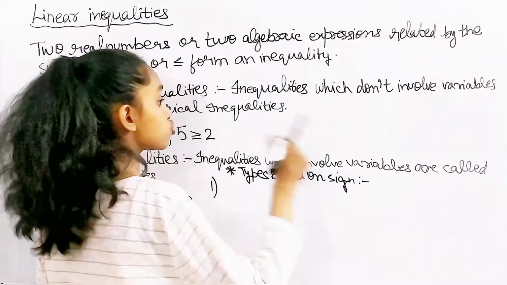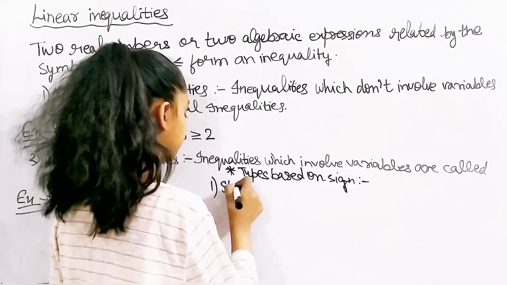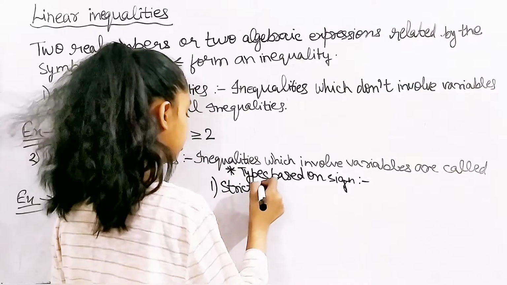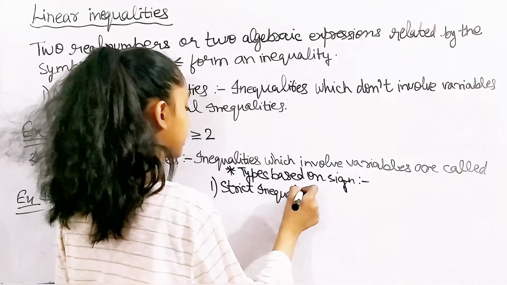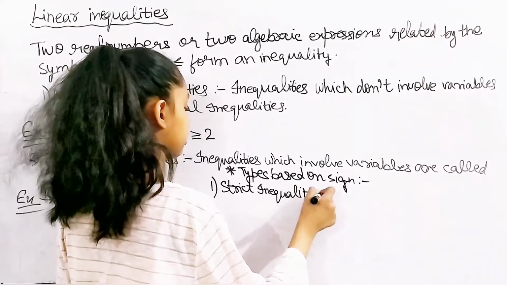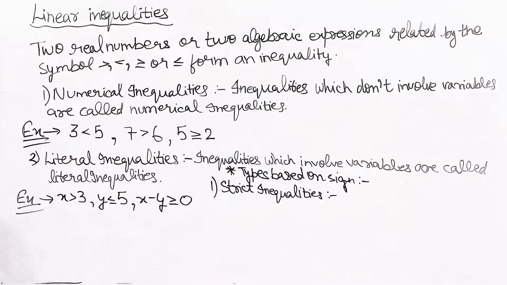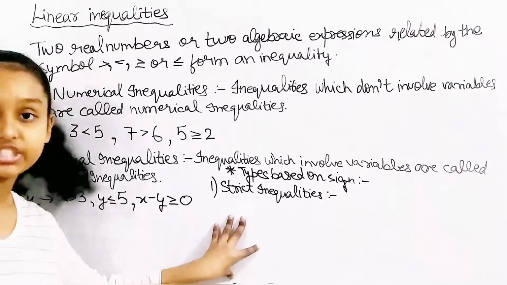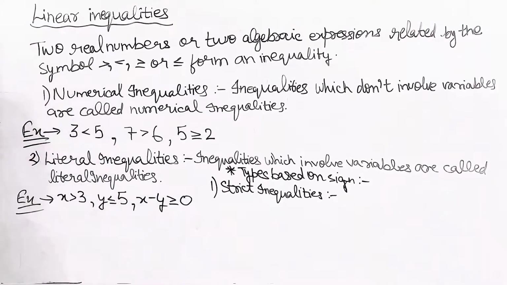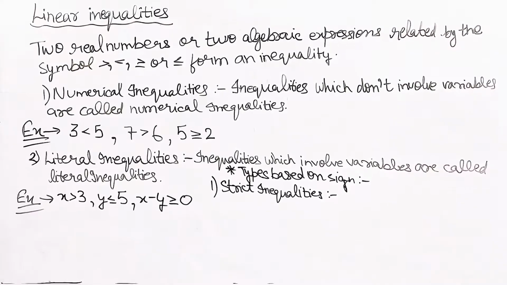First is strict inequalities. You may be able to guess, what is a strict inequality? Strict is something which is strict, fixed, right? It can't be changed. I can say it in this way.